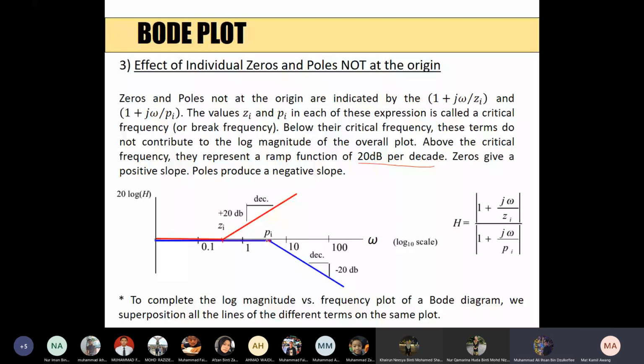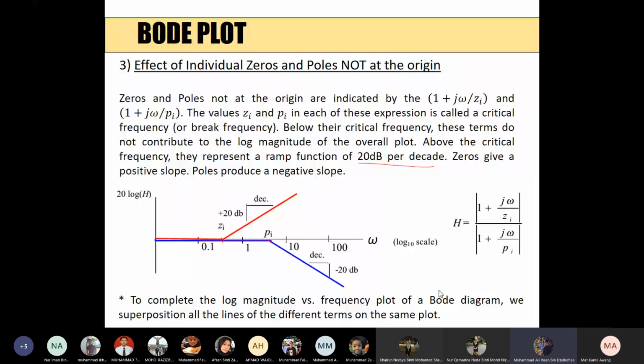So in this case, for example, 1 plus j omega over Z1 and 1 plus j omega over P1: Z1 is going up and P1 is going down. To complete a log magnitude versus frequency plot of a Bode diagram, we superimpose all the lines of the different terms. After that, you add those lines together.